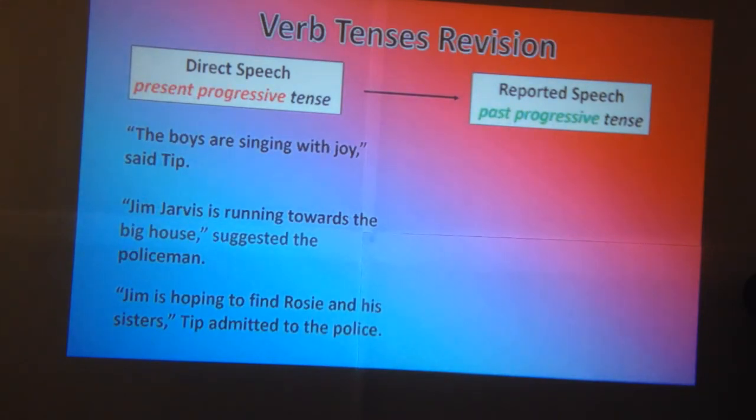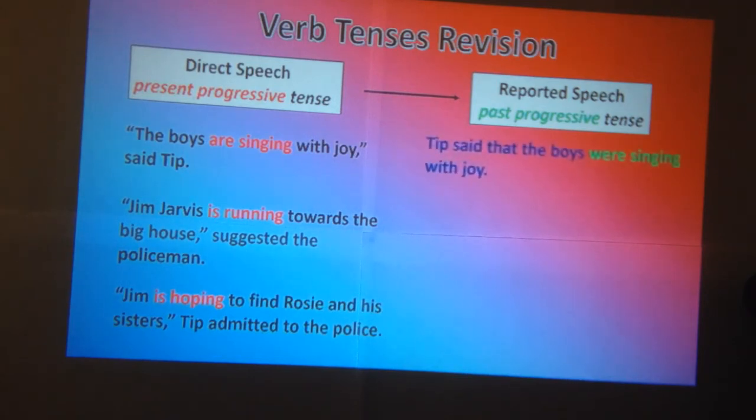So direct speech, present progressive tense. "The boys are singing with joy," said Tip. Now notice in red I've put them in the progressive tense. Are singing, is running, is hoping. Okay, now how would I put those in reported speech? So Tip said that the boys were singing with joy. Notice reported speech, there are no inverted commas, and I've made sure that I've put it into the past progressive tense, were singing.